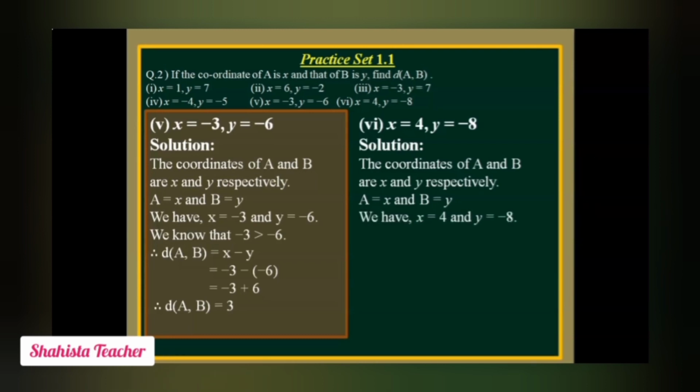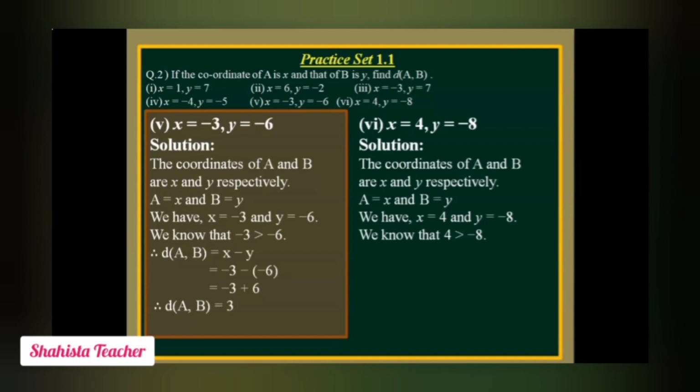So we have x is equal to 4 and y is equal to minus 8. Now here x is a positive number and y is a negative number. So which number is greater, positive number or negative number? Obviously, a positive number is greater than a negative number. So we will write here 4 is greater than minus 8. Minus 8 is a negative number, that means it is a smaller number. So 4 is greater than minus 8.